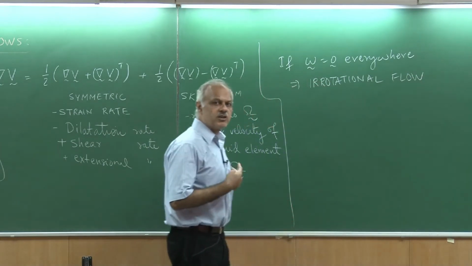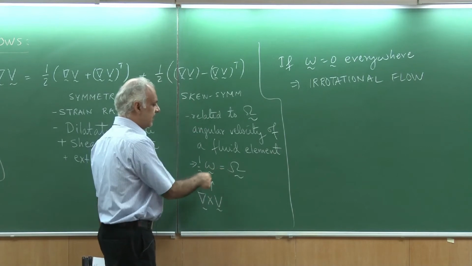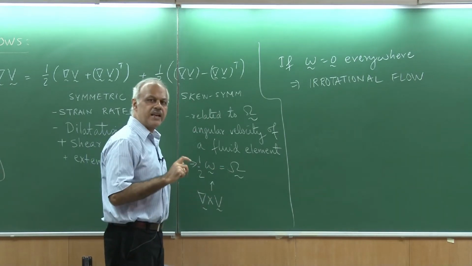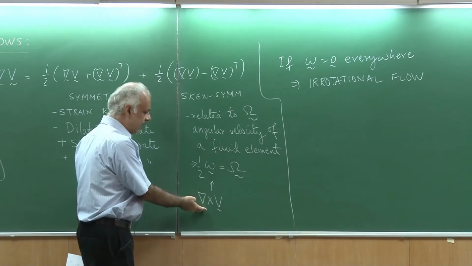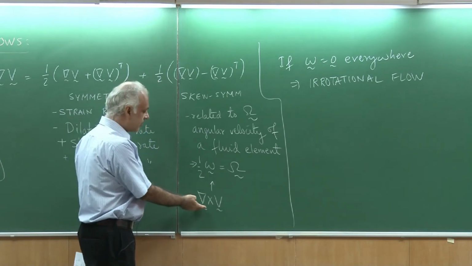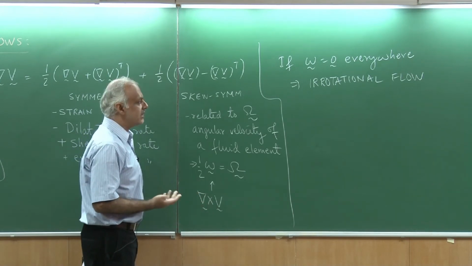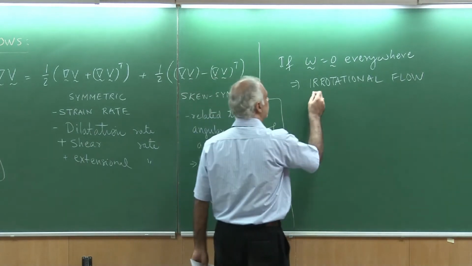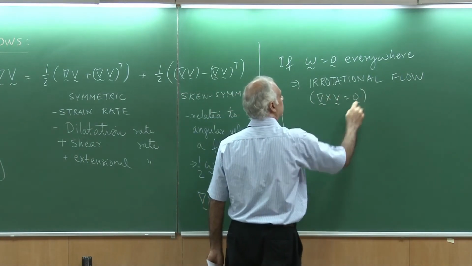So, there are two ways of checking irrotationality. One is you could go and check the angular spin rate of each element about its own axis, or you could simply look at the vorticity, the curl of the velocity. If the curl of velocity is 0 everywhere in the flow, then you have an irrotational flow. So, this also implies curl of velocity is 0 everywhere.